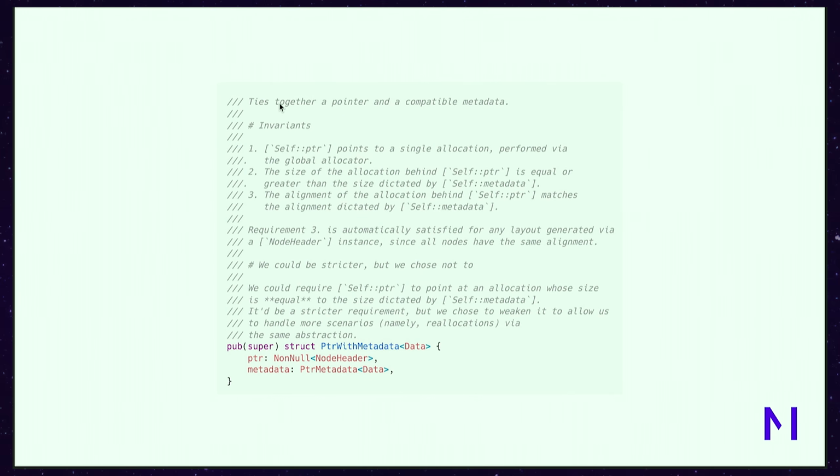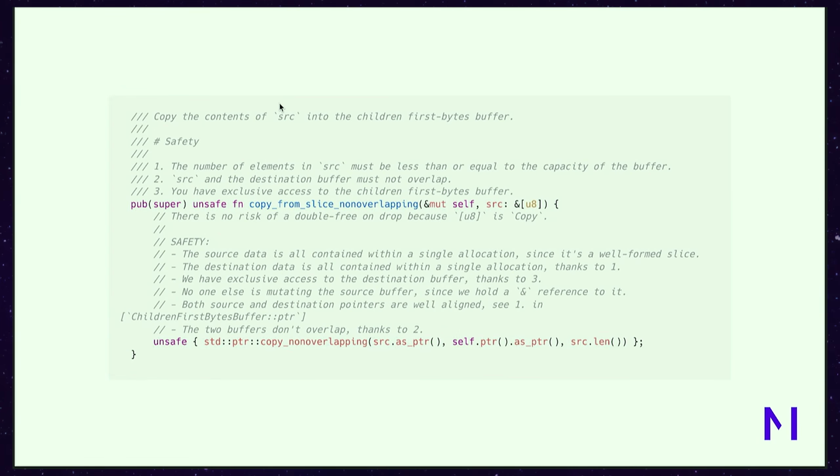So what you do, you define a higher level abstraction called pointer with metadata. That proof that the metadata and the pointer match each other, you only need to do once when you construct an instance of this struct. After that, you have a bunch of invariants. These invariants are documented at the struct level and can then be used whenever you're doing an unsafe operation to automatically satisfy some of the preconditions.